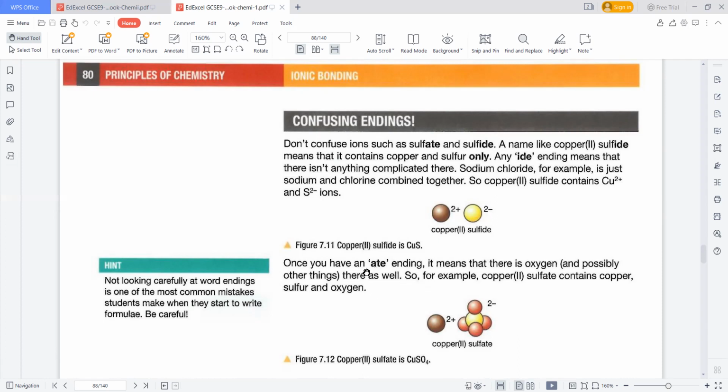However, if it ends with "-ate", it means there might be 3 in number. So if I place it like sulfide, copper sulfide, it means that there is one copper, one sulfur. However, if I place "-ate" with it, this "-ate" means that there are more than 2, or majorly there are 3 atoms attached with each other, just like CuSO4.